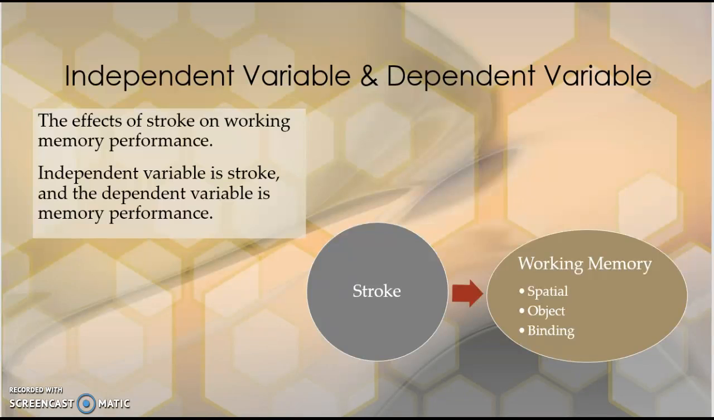The effects of stroke on working memory performance. So our independent variable is stroke, and the dependent variable is memory performance: spatial, object, and binding.